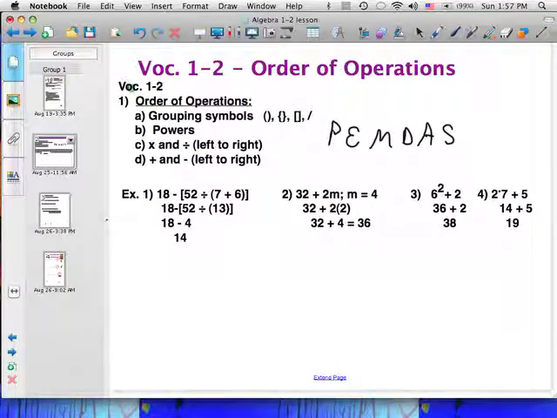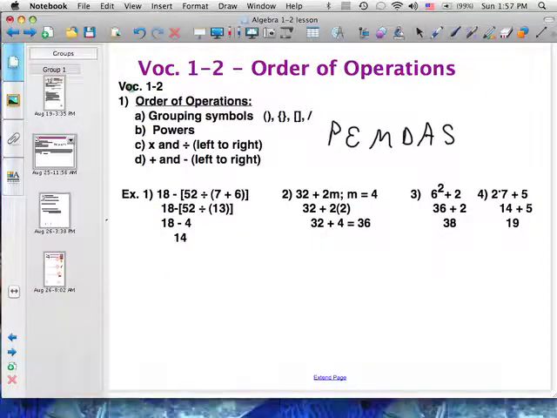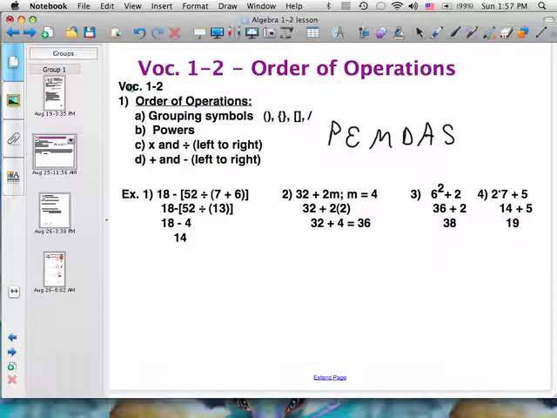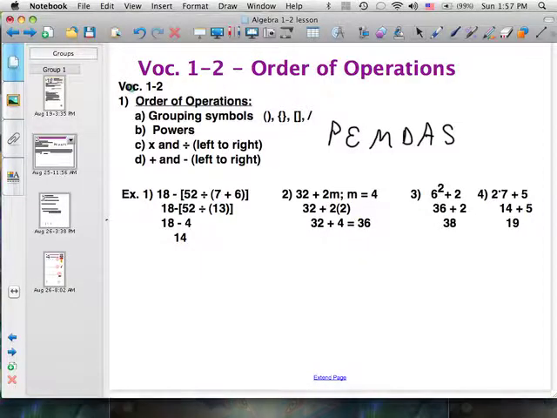In example 1, we have an example of nested grouping. So we start with the 7 plus 6, the inside grouping, and get 13. And since this is inside brackets, we do 52 divided by 13, which is 4. And then last, we do 18 minus 4, which is 14.